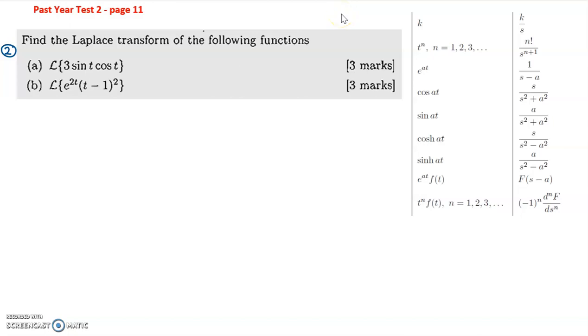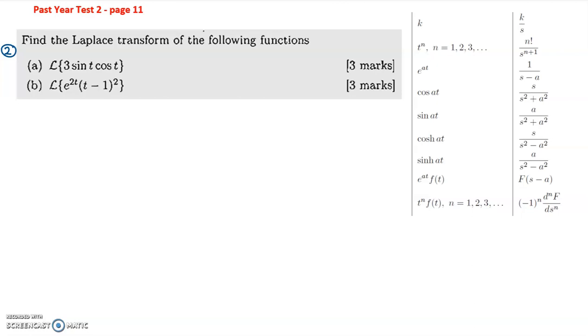We are going to discuss a few past year Test 2 problems. It is on page 11 in your lecture notes. So I'll start with problem number 2. We have Laplace of 3 sine t cos t.